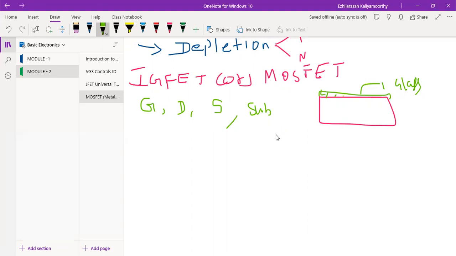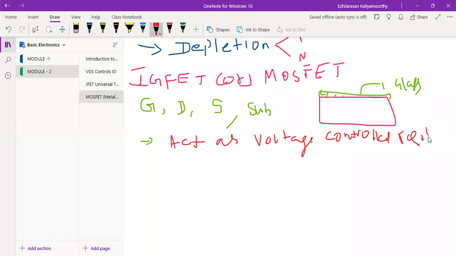The MOSFET also acts as a voltage controlled resistor. Then the MOSFET can act as a switch. Then the MOSFET can act as an amplifier also. So these are the different roles the MOSFET can play.